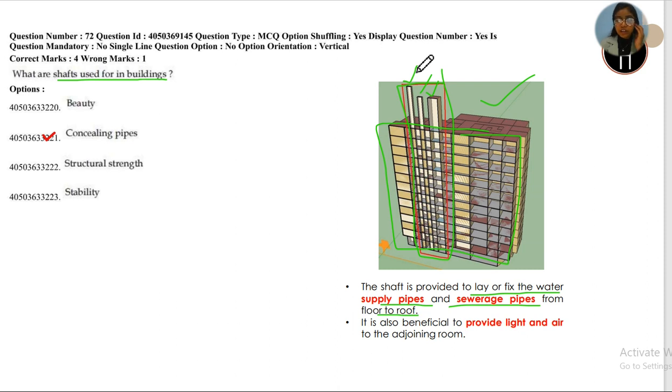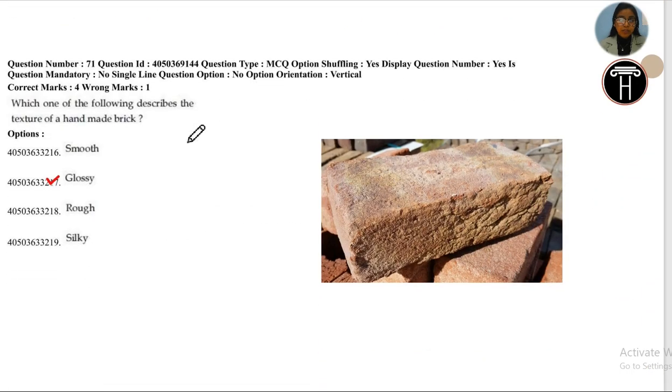They are provided for the purpose of running the water supply pipelines and sewerage pipelines from one floor to another. So all those pipelines are arranged inside the shaft. It is also beneficial to provide light and air to the adjoining rooms, or you can say for ventilation purposes. So for these reasons we use shafts. So what will be the correct answer? The correct answer will be concealing pipes. Moving on to the next question.